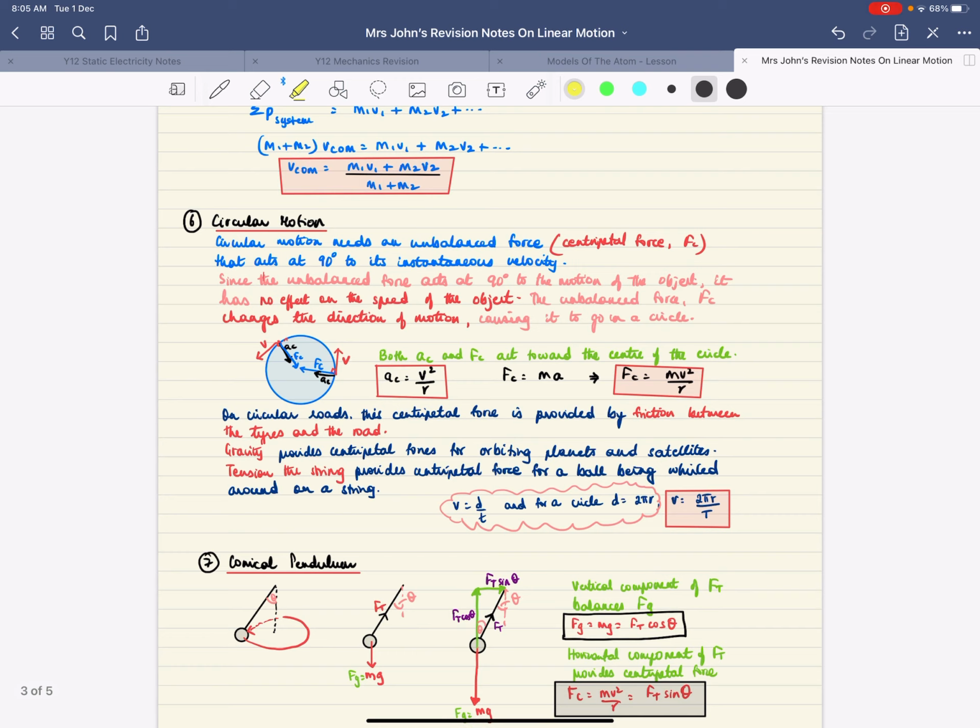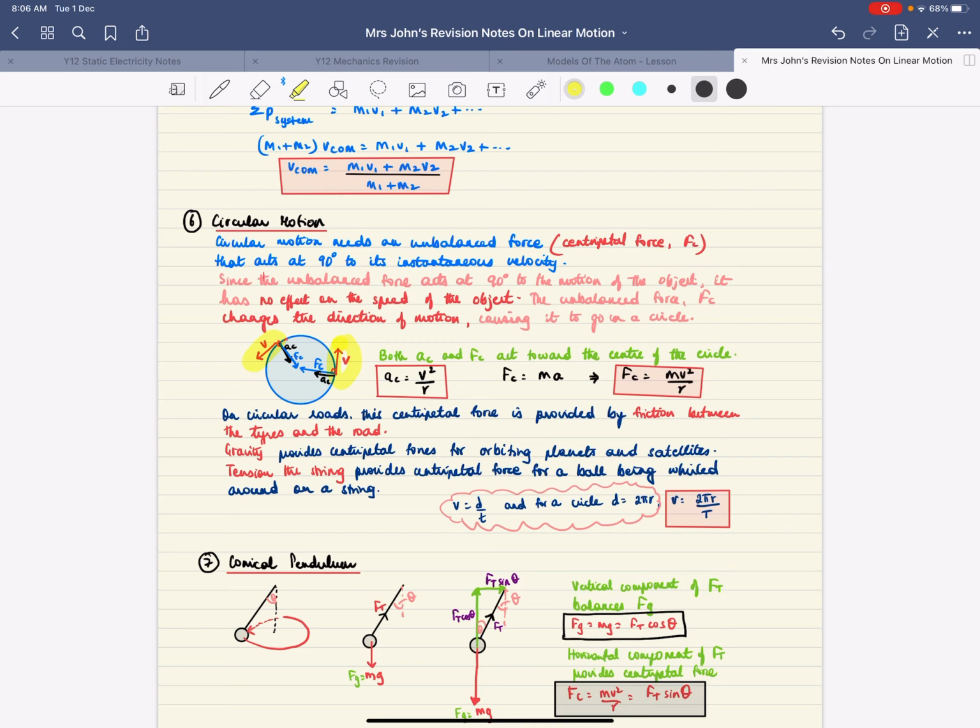So it's caused by this unbalanced force, your centripetal force, which is always directed towards the center of the circle. What the centripetal force does is not to change the speed, but to change the direction of motion. So what we need to remember is that the velocity is given at a tangent to the circle at any point, so the direction of the velocity is changing the whole time. Centripetal force acts 90 degrees to that.